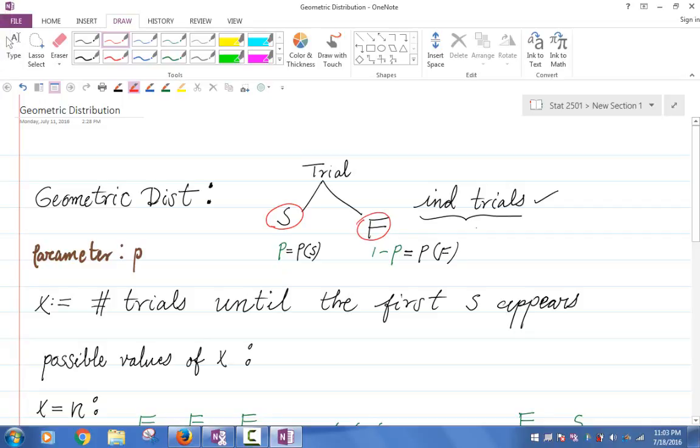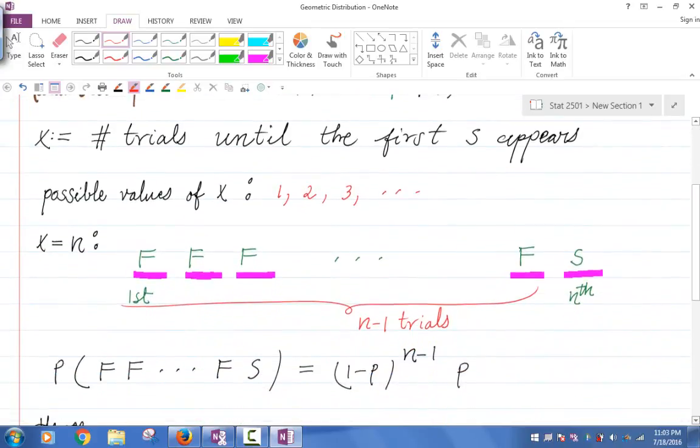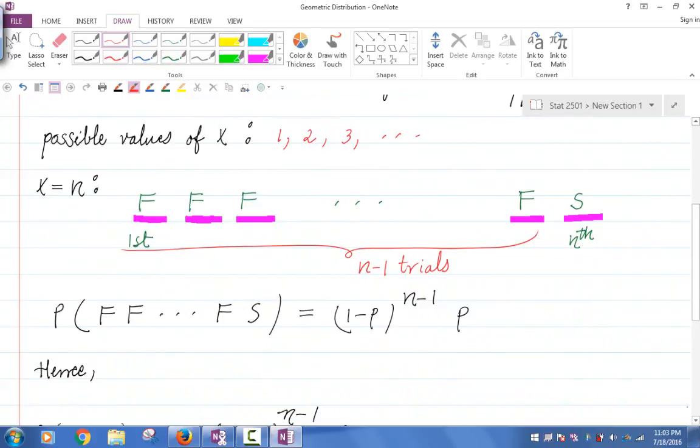Define the variable X as the number of trials until the first success appears. That is, X is the number of trials required to obtain the first success. So what are the possible values of X? Well, X couldn't be 0 or negative. X could be 1, X could be 2, X could be 3, and in fact X could be any positive integer.